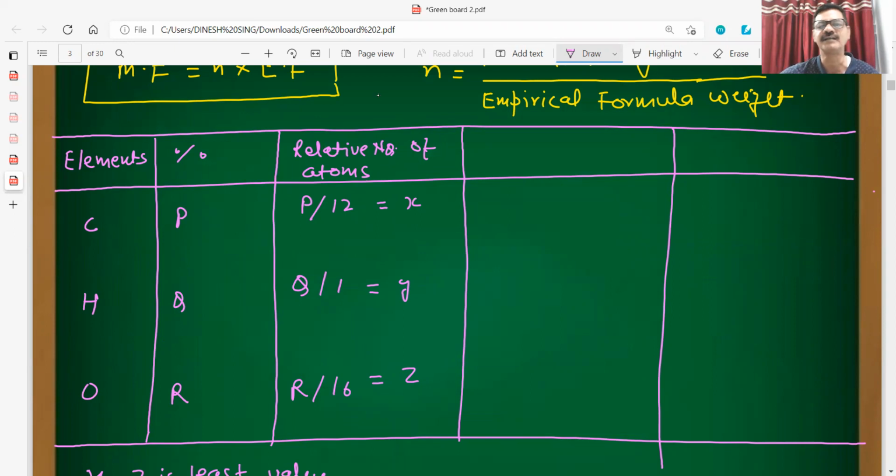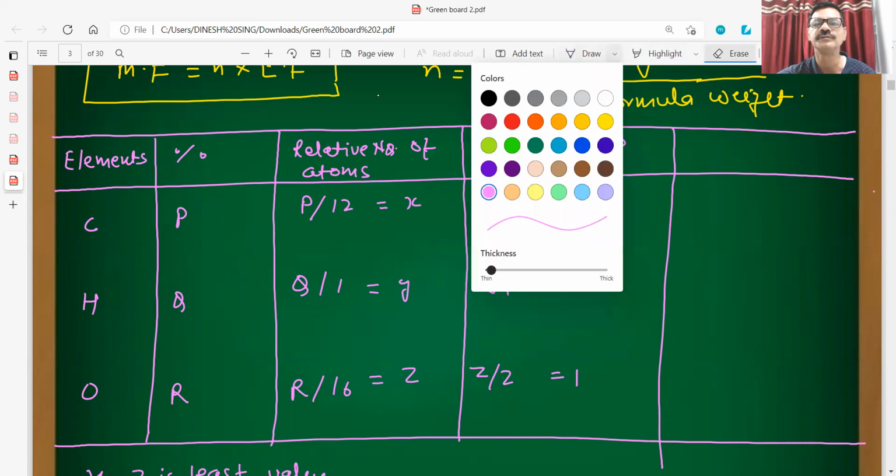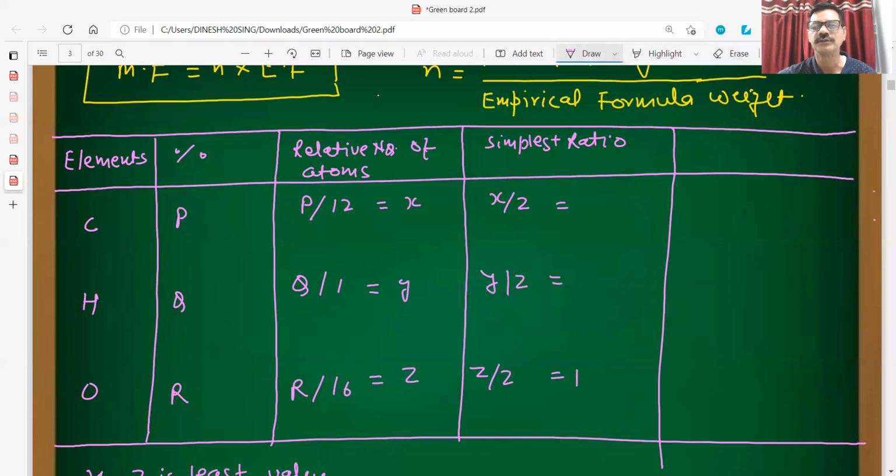So from here we will get the simplest ratio. The simplest ratio will be X divided by Z, Y divided by Z, and Z divided by Z. So this will always be 1, and this is suppose M value, this is suppose S value, and this is T value.